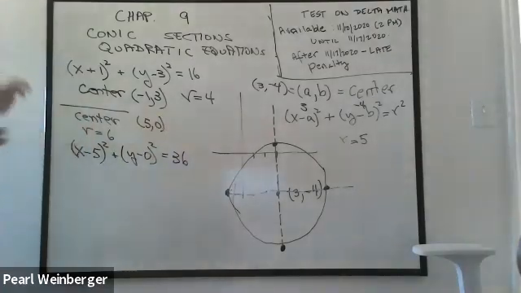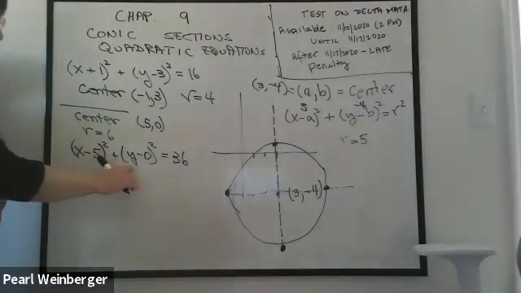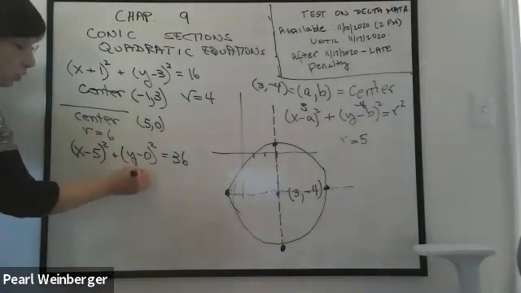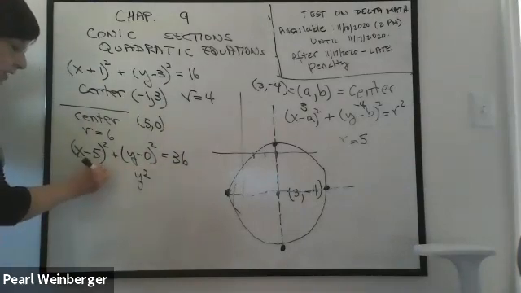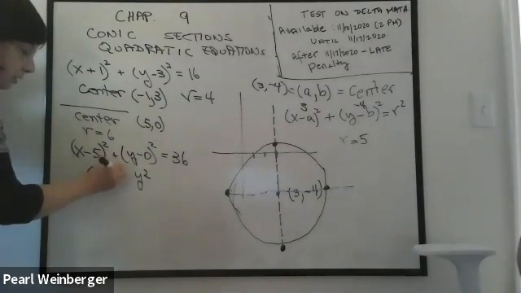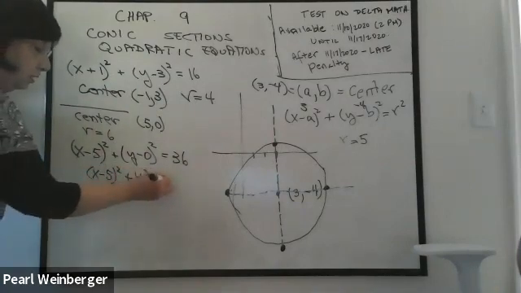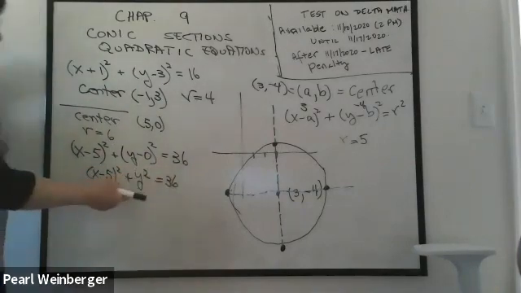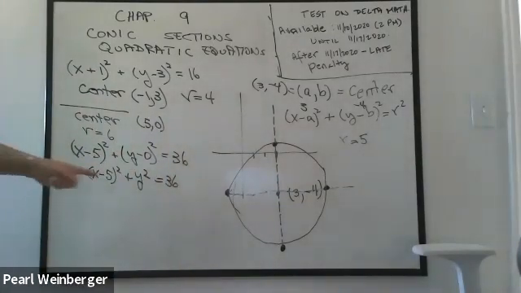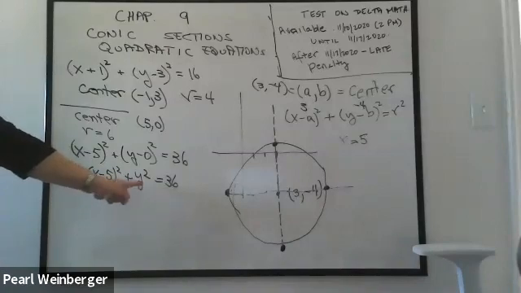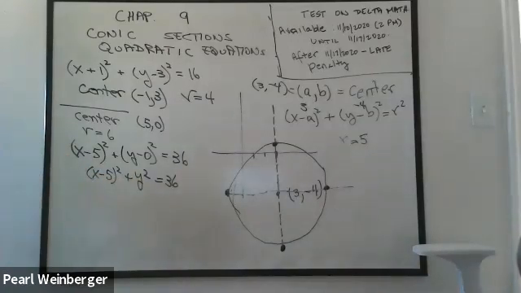Now, of course, I could make this a little simpler, because y minus 0 is just y, so this is just y squared. So this becomes x minus 5 squared plus y squared equals 36. Again, if there are no parentheses around the variable, it just means that the center for that one is 0.